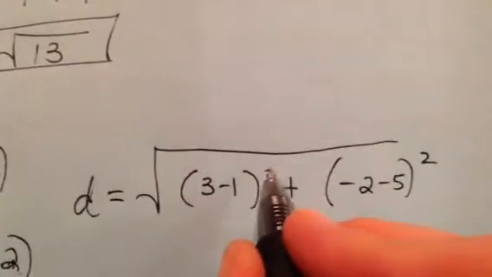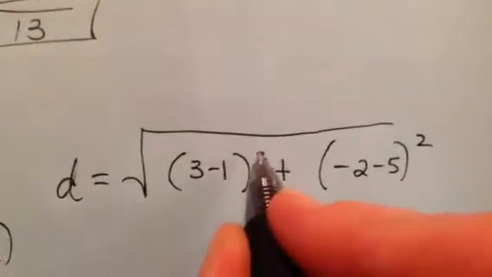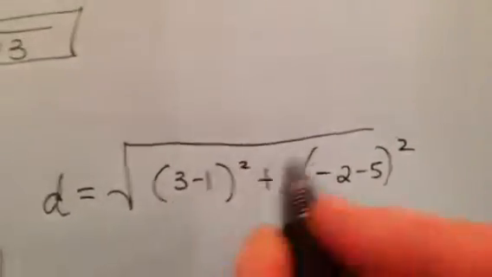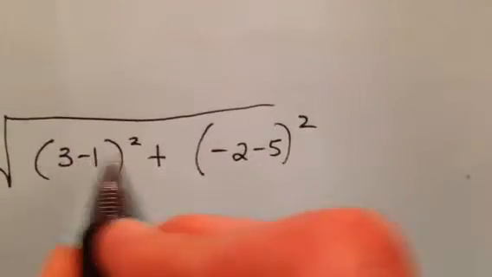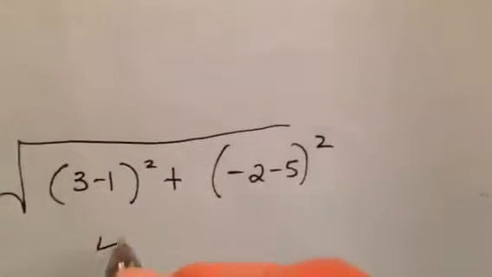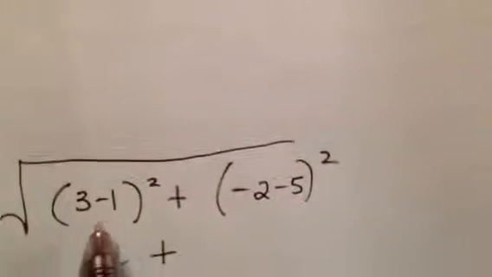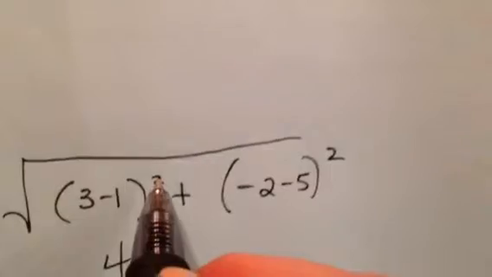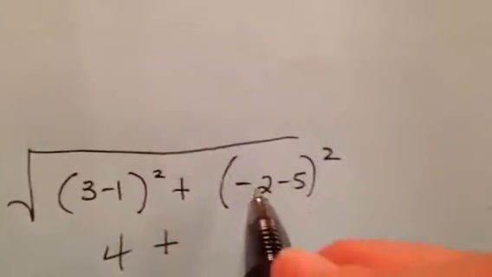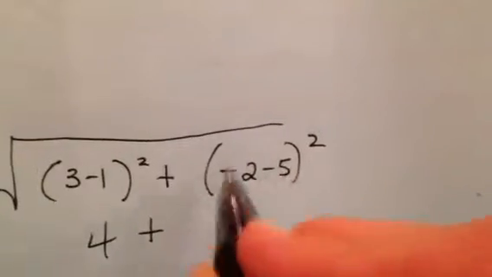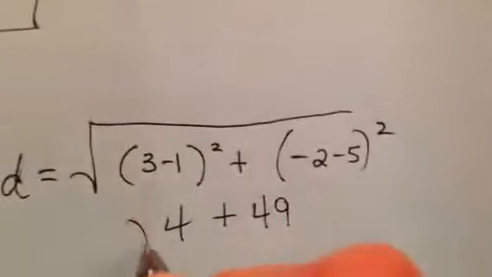Realize that when you square these, no matter what order you subtract it in, you're going to get the same answer when you square it, because it's always going to be positive. For example, look, 3 minus 1 is 2. 2 squared is 4. Even if you would have done 1 minus 3, you would have gotten a negative 2. But when you square it, you still get a positive 4. So who cares what order you subtract them in? Okay, negative 2 minus 5 is what? Negative 7. But when you square it, you're going to get a positive 49.